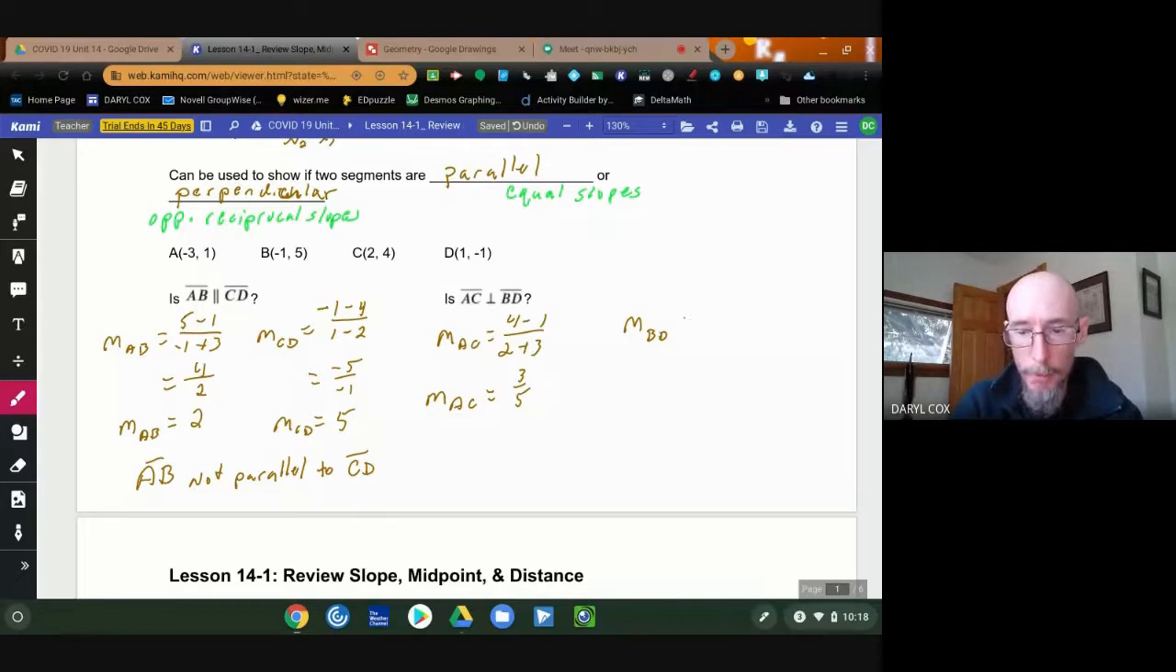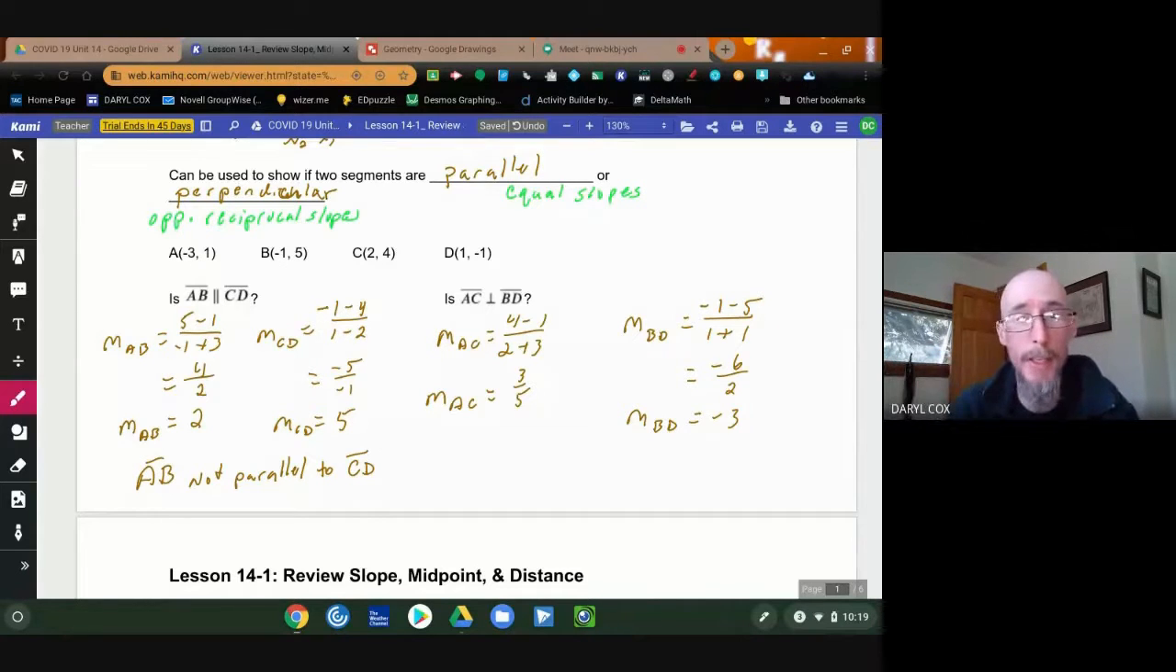So calculating the slope of BD, that's going to be -1 minus 5 and 1 minus -1. Be careful with that. That's a mistake people make easily. So that's -6 over 2, which is -3. Are AC and BD perpendicular? No, their slopes have nothing to do with each other. They're not perpendicular. They're not equal either, so they're not parallel.